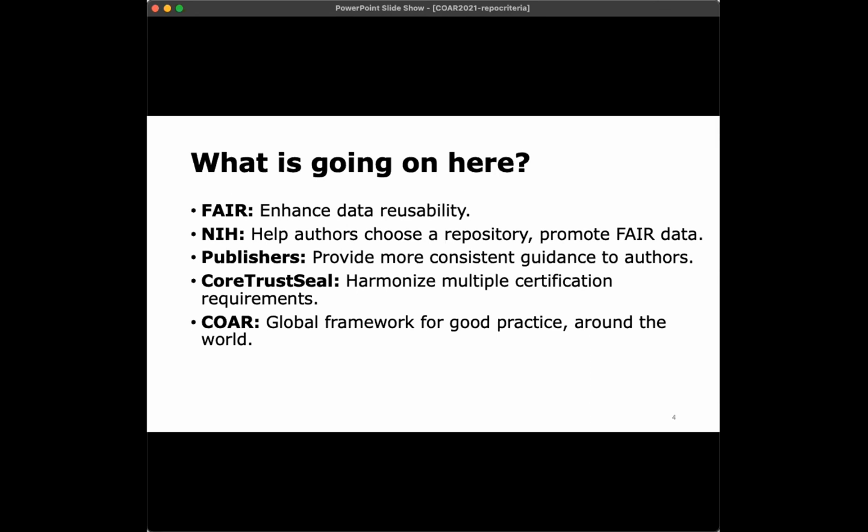And then again, of course, this community, COAR, put out last year a global framework for good practice for repositories around the world. It's a general purpose framework. So looking across these purposes, I'd say the emergent themes are consistency in practice and helping authors or researchers select where to put their content. The irony that a desire for consistency has led to more and more rubrics is probably not lost on any of us.